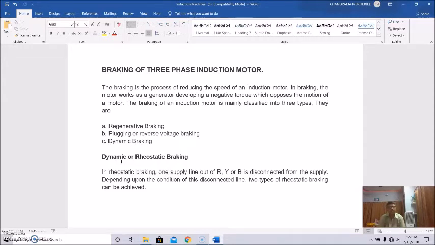The braking of an induction motor is mainly classified into three types: regenerative braking, plugging or reverse voltage braking, and dynamic braking. In all the cases we reduce the speed. Okay, so let us start with dynamic or rheostatic braking.